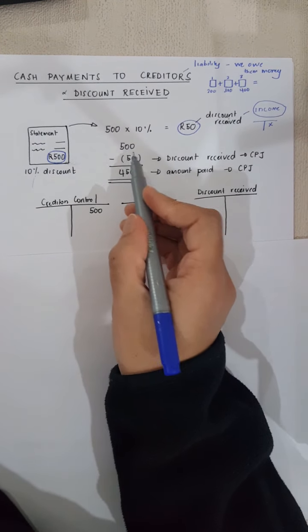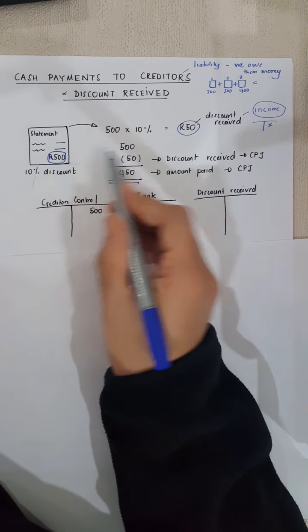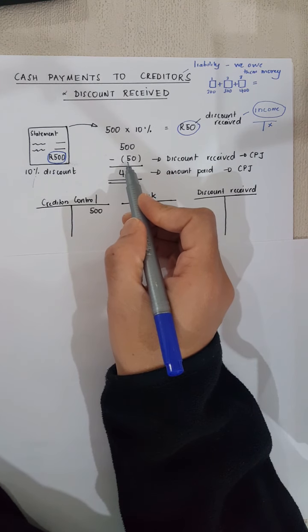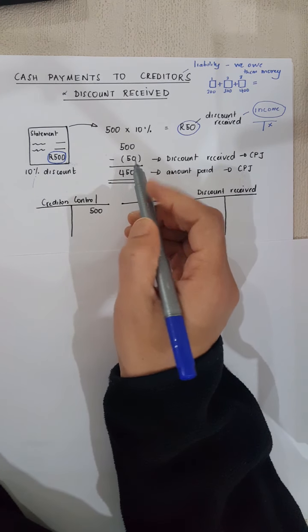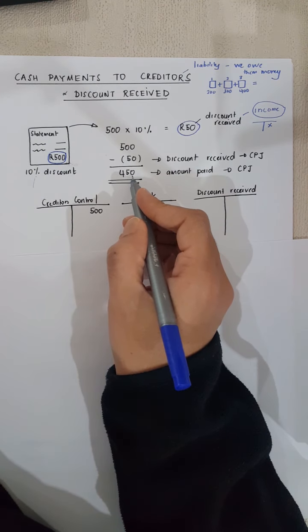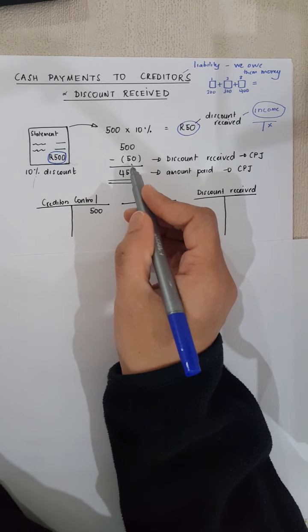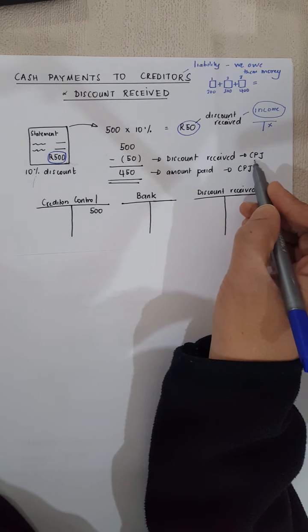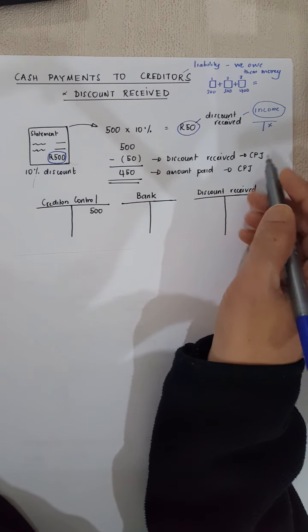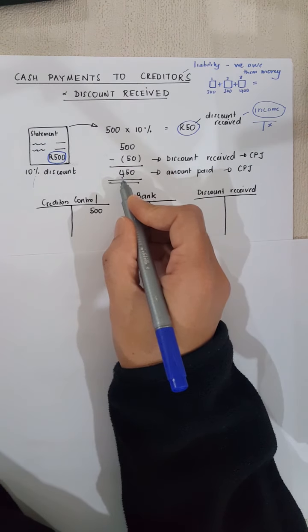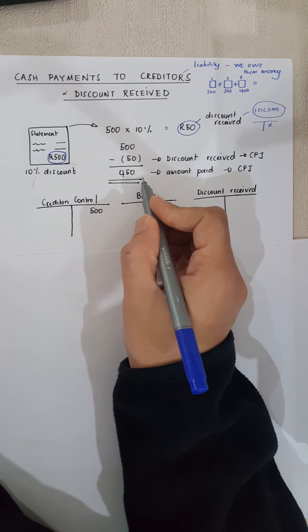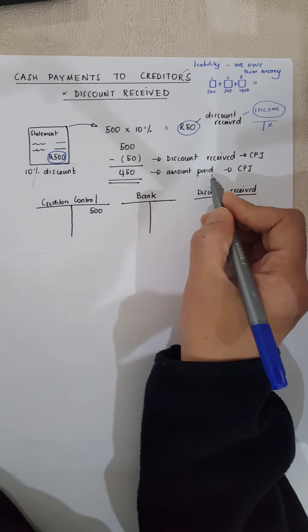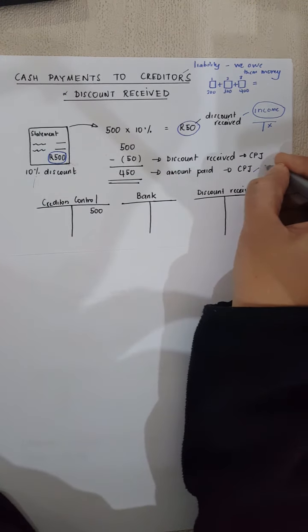So if we move on, we take the 500 Rand, which is the amount on the statement. We're minusing the 50 Rand to get to 450 Rand. So what is this telling me? That 50 Rand will be my discount received, which goes into my cash payments journal. We'll see now how we put in the transactions. And 450 Rand is the amount that I will pay.